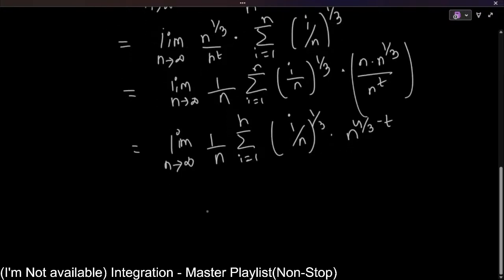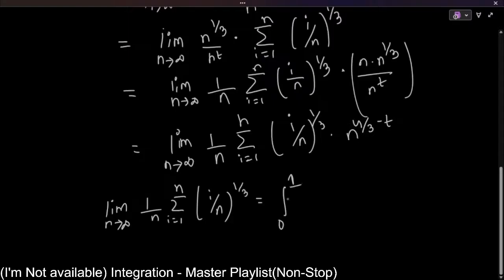So what we do know is that the separate limit n tends to infinity 1 upon n summation i equals 1 to n (i by n) whole to the power 1 by 3, this limit is finite because this is simply then equal to the integral from 0 to 1. The corresponding function would be f(x) equals x to the power 1 by 3, right? Because you substitute i by n for x. And the value of this is 1 by 1 plus 1 by 3, right? So this is basically 1 plus 1 upon 3, which if you do, you will get 3 upon 4. That should be the value.